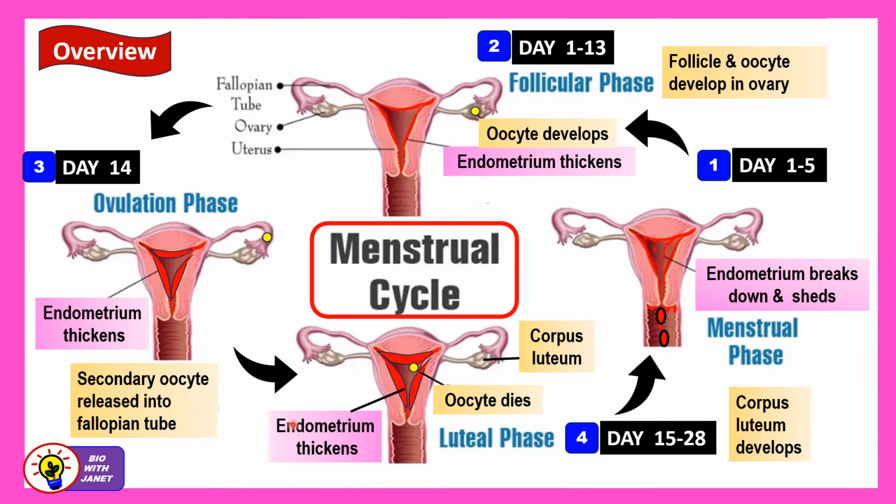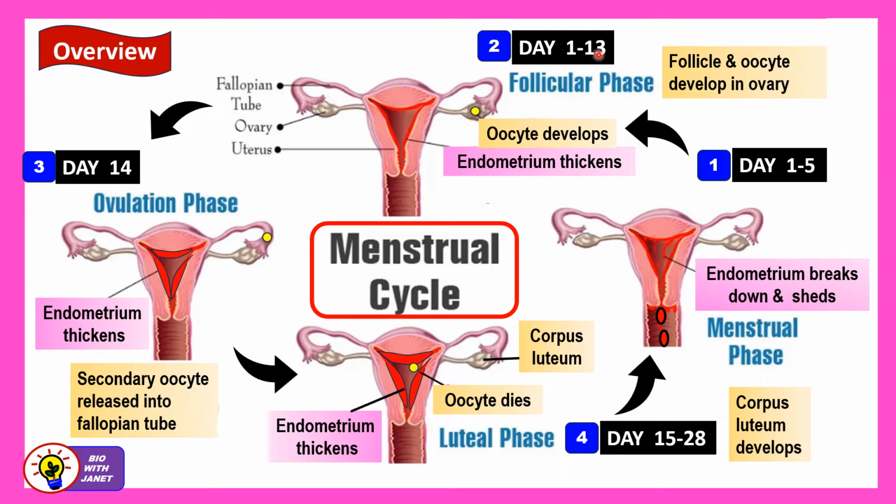Here's another diagram that shows us the overview of the menstrual cycle, all the events that occur in it. So actually there are 4 phases in the menstrual cycle, namely the menstrual phase, follicular phase, ovulation phase, and then the luteal phase. Let's talk about the menstrual phase. In this phase, the endometrium breaks down and is shed, and menstruation occurs. So there's bleeding and a flow of blood from the uterus. That's from day 1 to day 5.